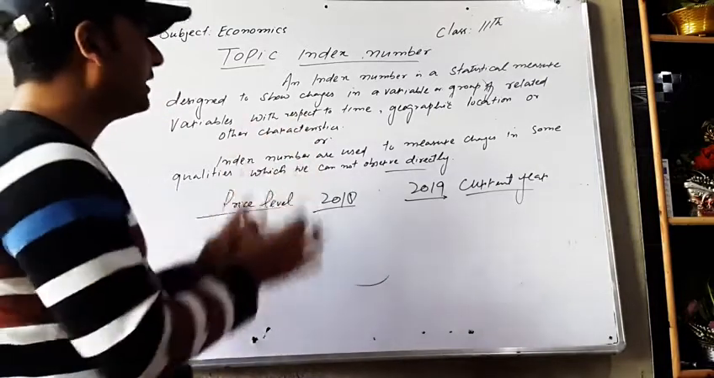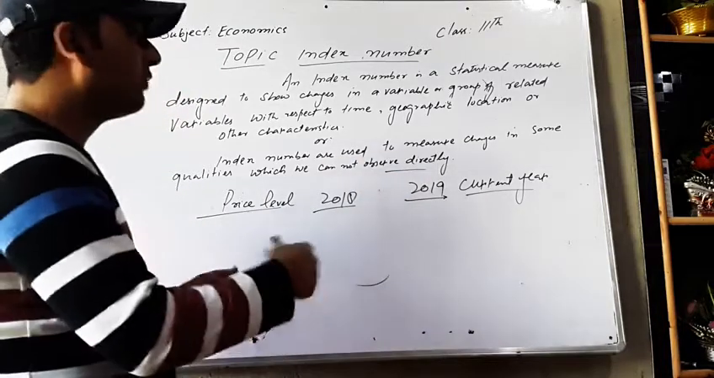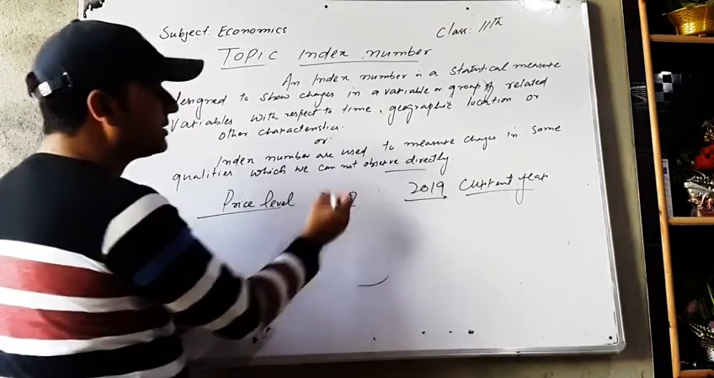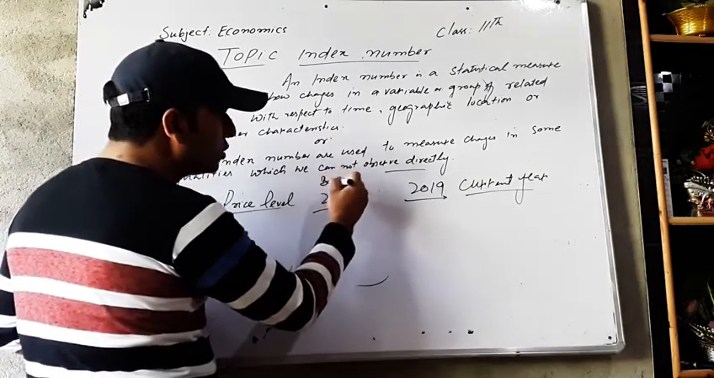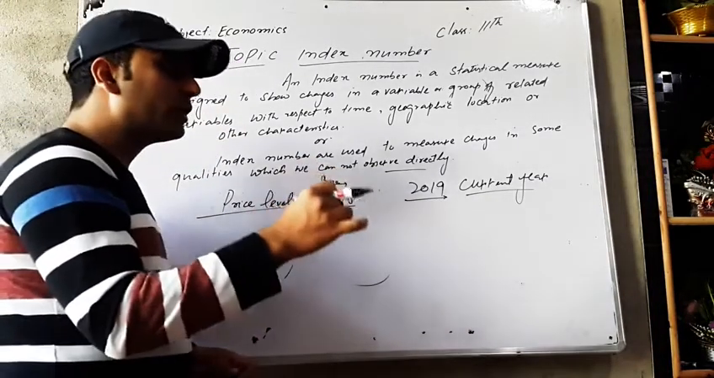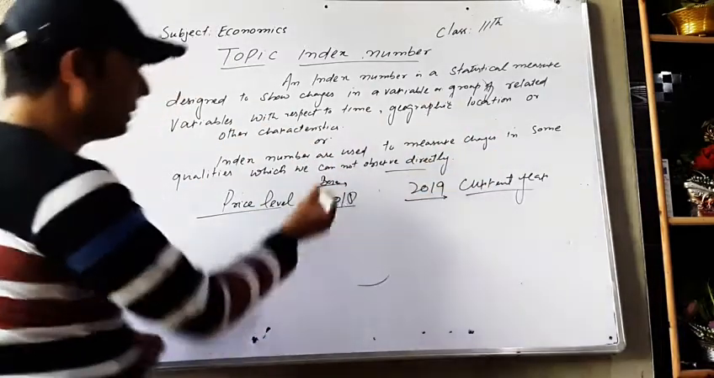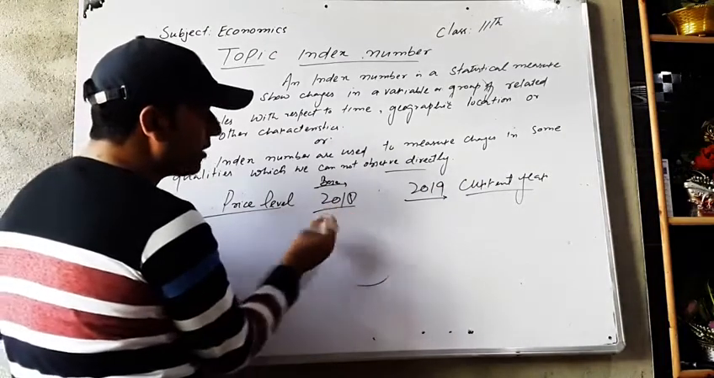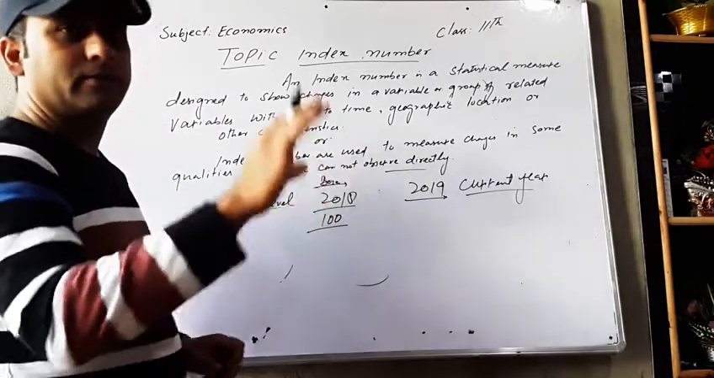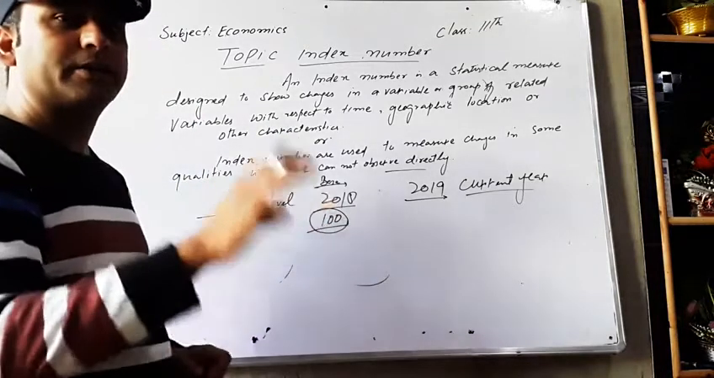So index number is a device which helps us to explain this concept. How much price changes and whether there is inflation or there is deflation. For example, in 2018, this is taken as the base year. So base year is a year which we compare, which is related to the current year. For suppose base year is taken as 100, that means this is the change. It is taken as full percentage, that is 100.